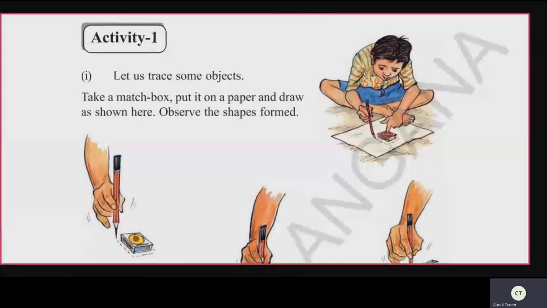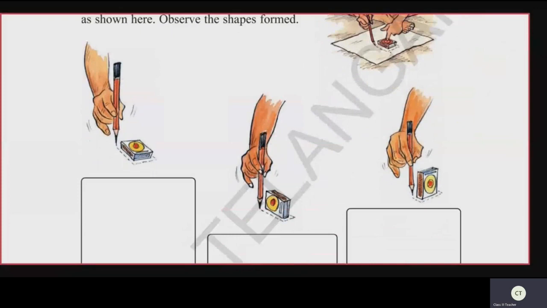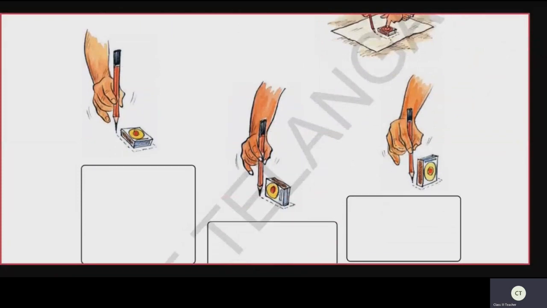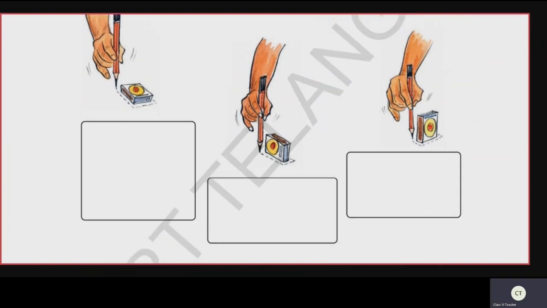Okay. Now look at the screen, and if you have a textbook, you can read the question. Take a matchbox, put it on a paper and draw as shown here. Observe the shapes formed. Here, that boy placed one matchbox on a paper and he is drawing lines on its outer edges. Then, which shape will you observe on the sheet of paper? Exactly, rectangle shape you can see on the sheet of paper.